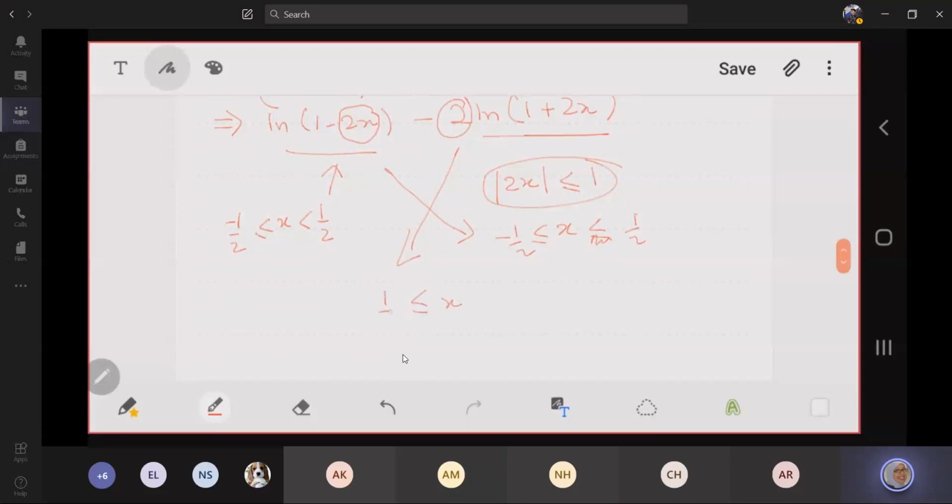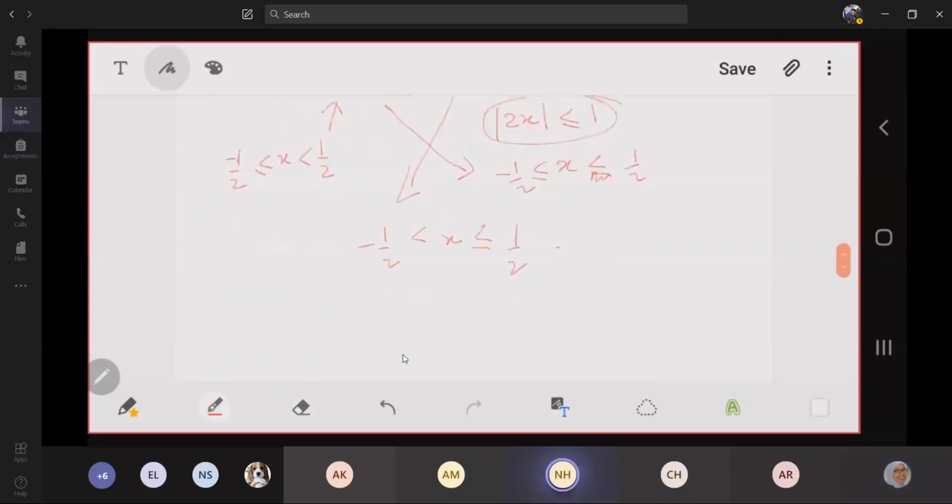x minus half less than half. So if you combine the two, you get x. Combine the two.